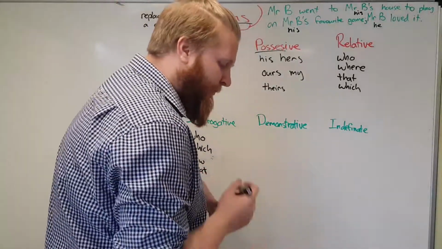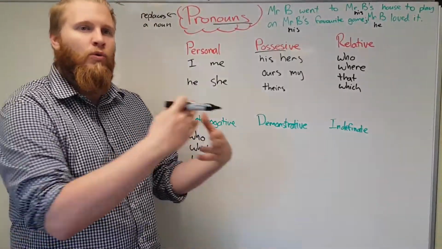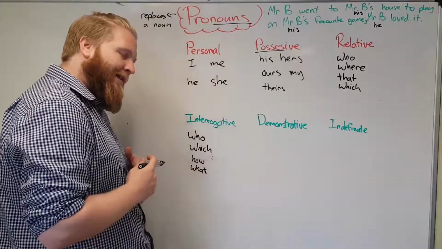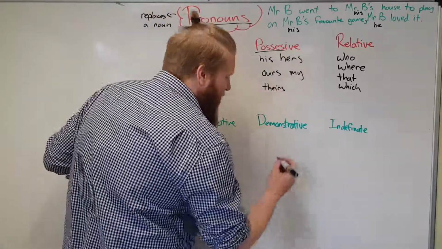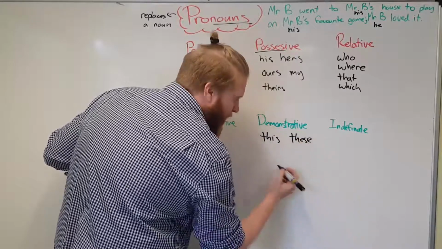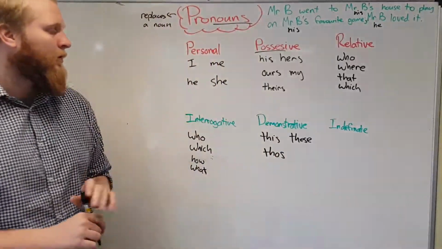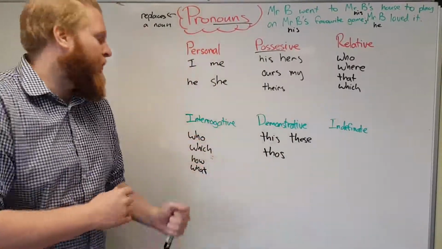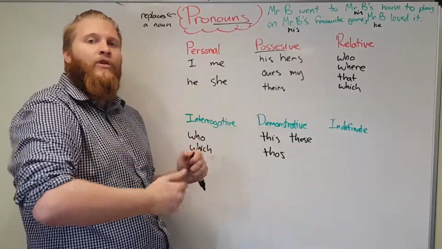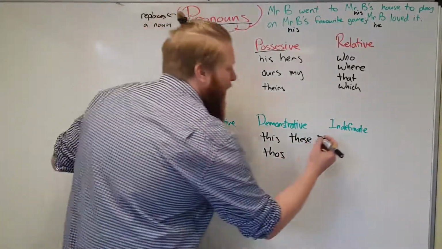We have demonstrative. Now, demonstrative, let's think of the word demo. If you demonstrate something, you're showing something, you're indicating something. So these are words that replace nouns, but they indicate which one. So things like this, or these, if we're going plural, or those. So those words, again, we'll be using to indicate or demonstrate which noun.